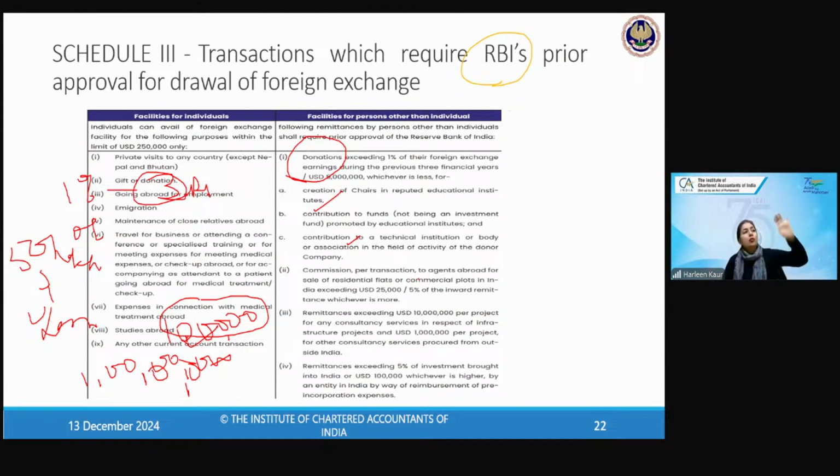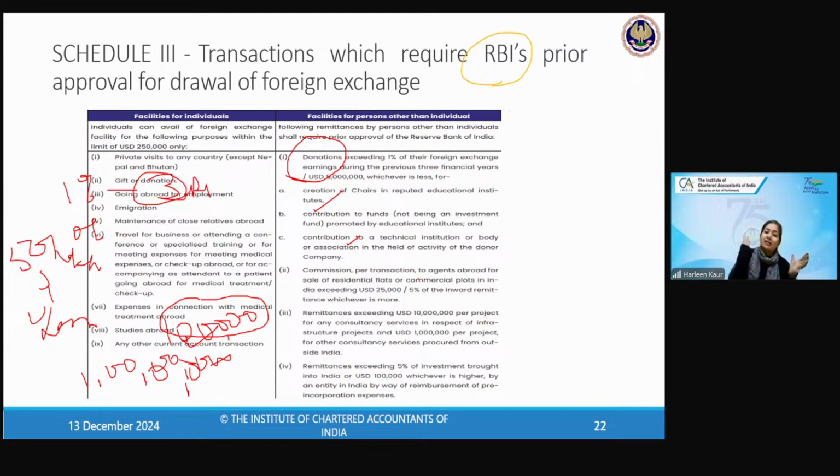You want Mr. M to go to the US and study further, and come back and apply the same skills and talents that he has learned in the US to your company. So you are creating a chair in the education institutions, meaning you're creating a seat for him. You're reserving a seat for him. For that, you're giving the donation.